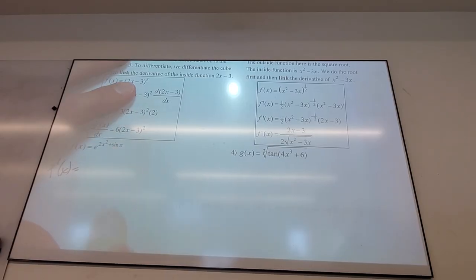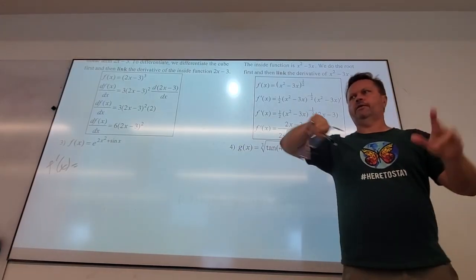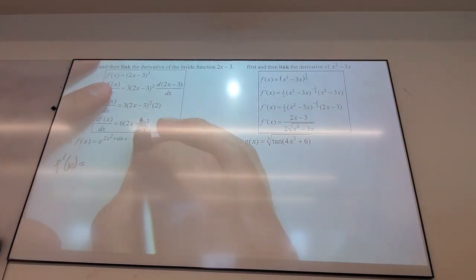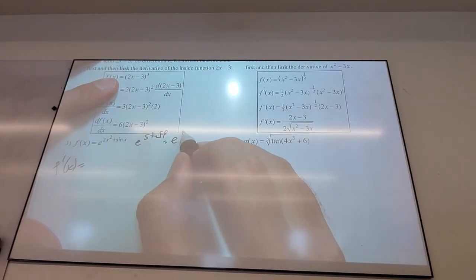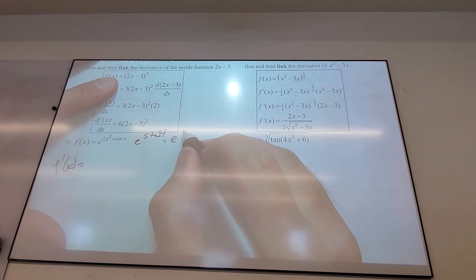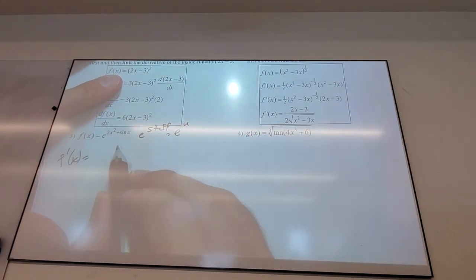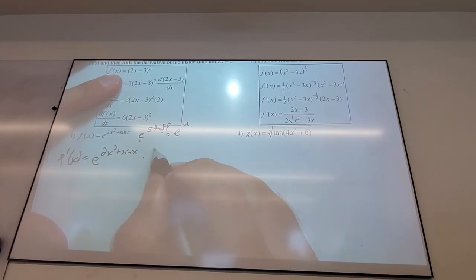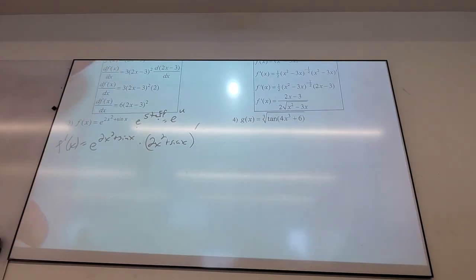What's the main idea here? What's the outside function? E to the stuff. You could literally write this as e to the stuff, or you could write it as e to the whatever is not going to freak you out. E to the u. How do I take the derivative of e to the stuff? E to the stuff times 2x squared plus sine x derivative, yes.